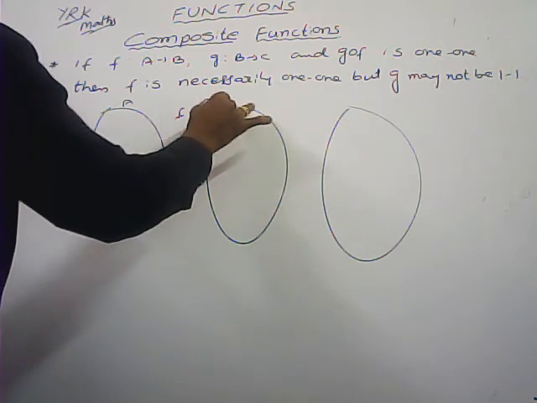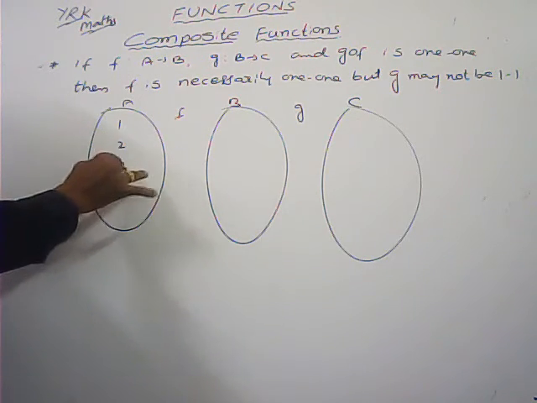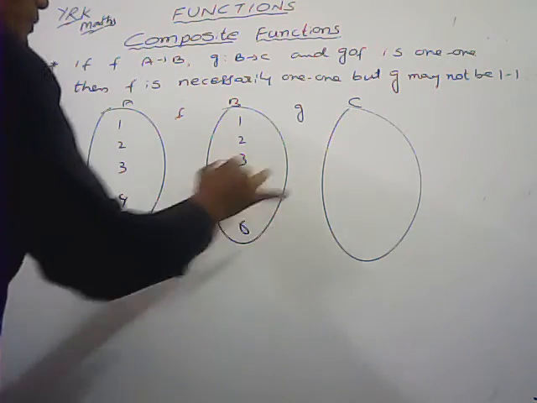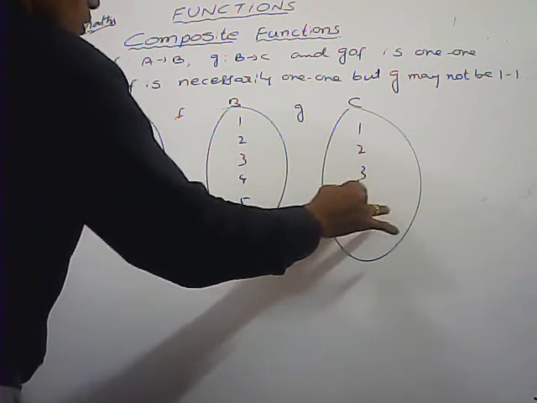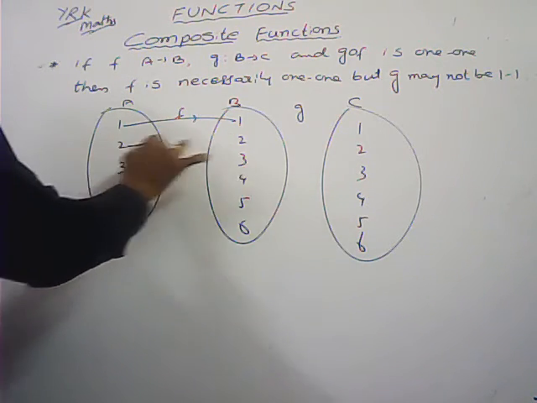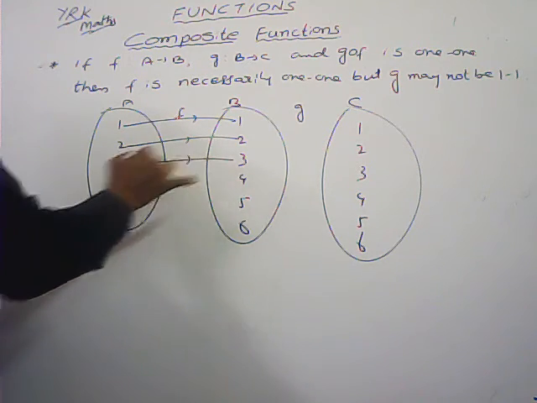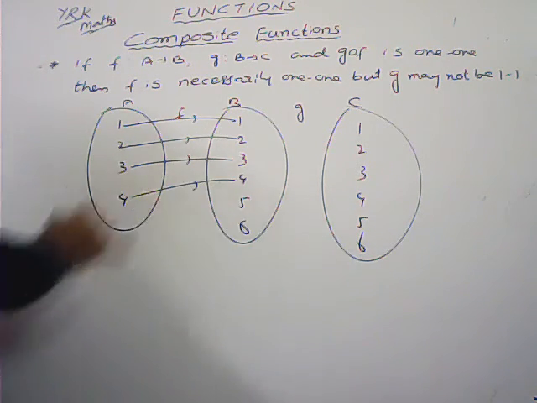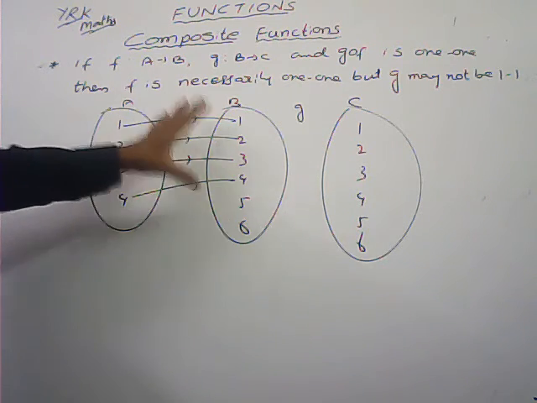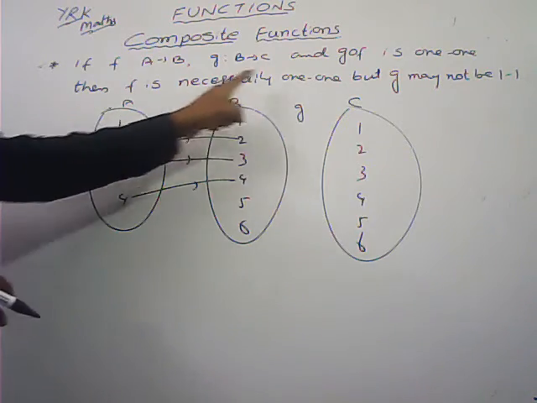F is a mapping from A to B and G is a mapping from B to C. Here I am taking 1, 2, 3, 4, and here 1, 2, 3, 4, 5, 6, and here also 1, 2, 3, 4, 5, 6. 1 is associated to 1. The image of 2 under F is 2. The image of 3 under F is 3, I am taking. Now by observing this, F is a mapping from A to B. Here different elements have different images, so F is 1-1. F is necessarily 1-1.